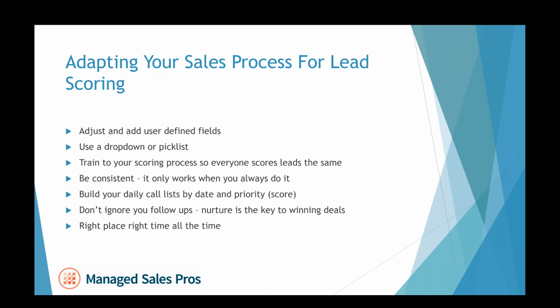So if you make the decision to create a lead scoring process for your MSP, you're going to have to start adapting your sales process to take advantage of it. So if you're not currently scoring your leads, you're going to have to first set up a way that you can track everything effectively, because you can't bury your lead score in a note field. So the first thing you'll have to do is adjust or add user-defined fields to your CRM or your PSA. And there's different names for user-defined fields. I know HubSpot calls them something different, and Salesforce probably calls them something different.